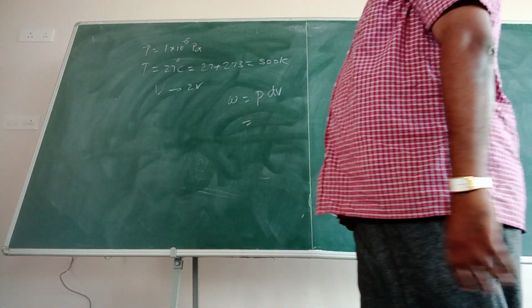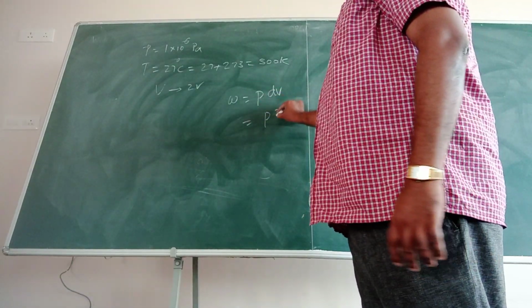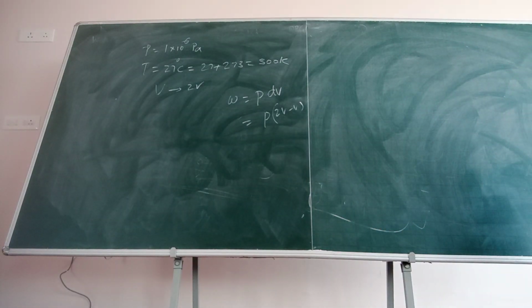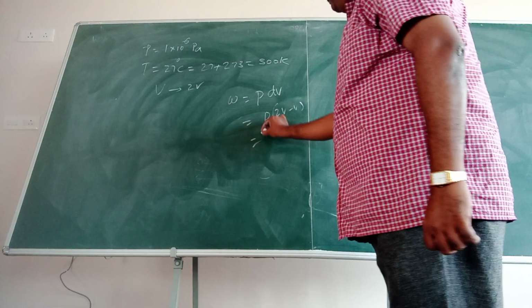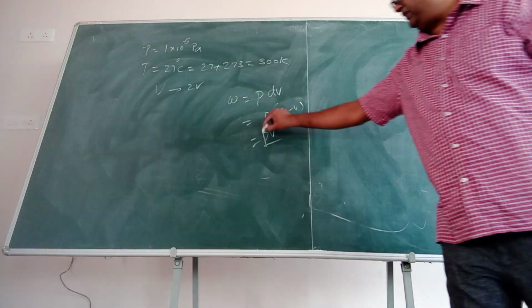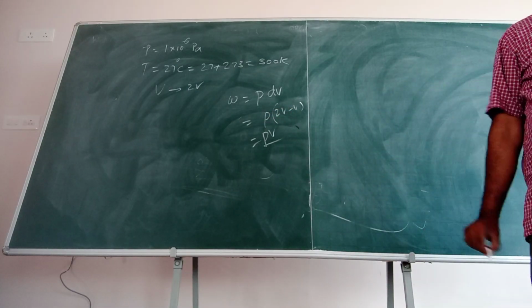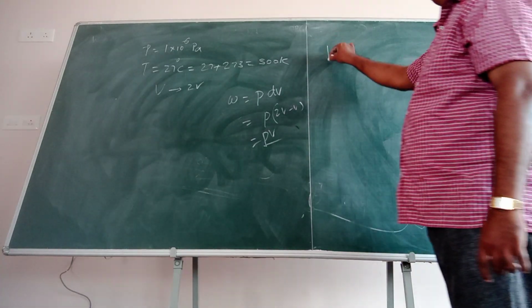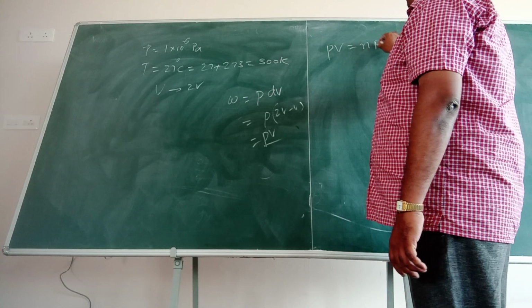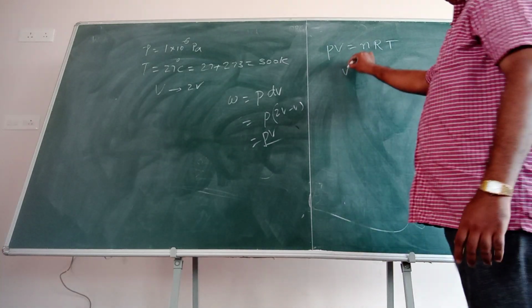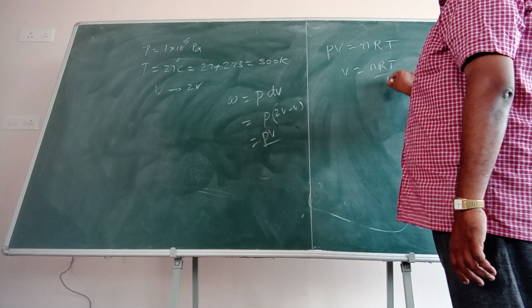So here, P into (2V minus V), so that is PV. Okay, but we know the pressure, we don't know the volume. So how to find the work? He already said in the question it is an ideal gas. Ideal gas means you should apply the ideal gas equation, PV equals nRT. From here you will get the value of V, so V is equal to nRT by P.